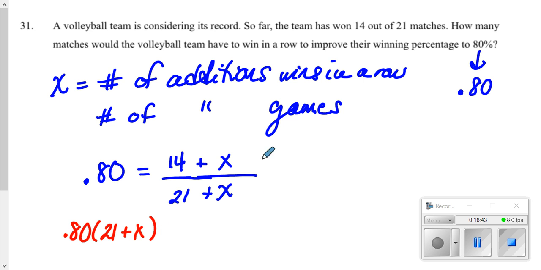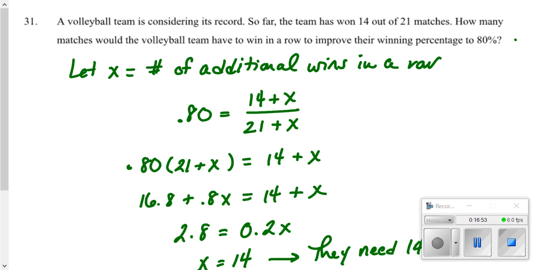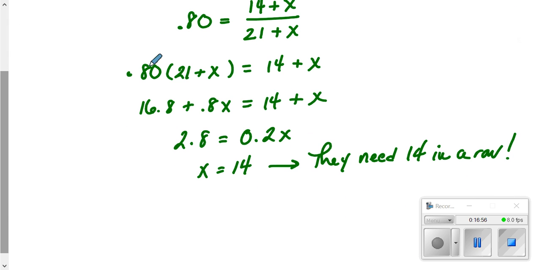If I multiply by 21 plus X on this side, it would cancel out the other one. And I would get this equation. Then I'm going to distribute and solve. So that's here. Distribute, I get this. Put all the x's to one side. So 1x minus 0.8x is 0.2x. Subtract the 14 to this side. You have 2.8. And it turns out they have to double how many wins they have. They have to do 14 in a row.